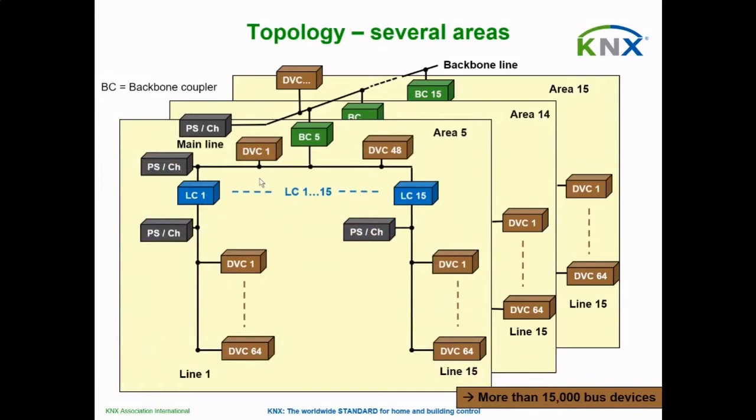And of course, we can go on to line 5, to line 14, to line 15. It doesn't matter what lines we have. It's the same topology for every network. Every KNX network will look like this at some stage or the other.